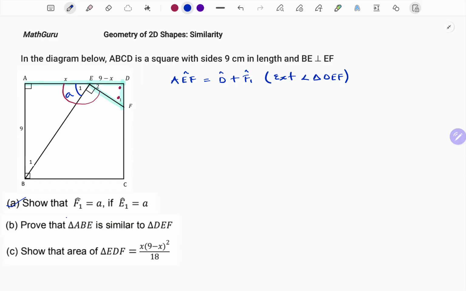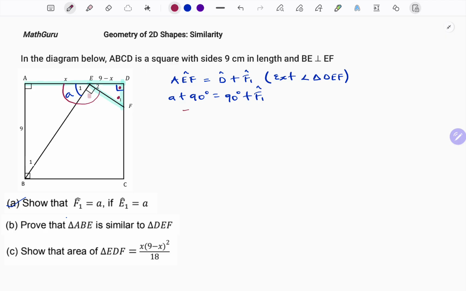So therefore, we've been told that the angle E1 is A, so I'm going to add that to 90, which means this angle is 90 degrees as shown. So I have A plus 90 degrees is equal to the angle D. Because we've been told that that is a square, the angle at D will also be 90 degrees. So we have 90 degrees plus F1, which is unknown. So note that we have 90 degrees on both sides, so I can take that out.